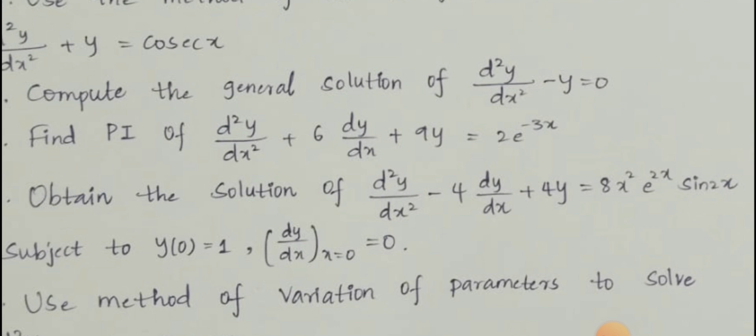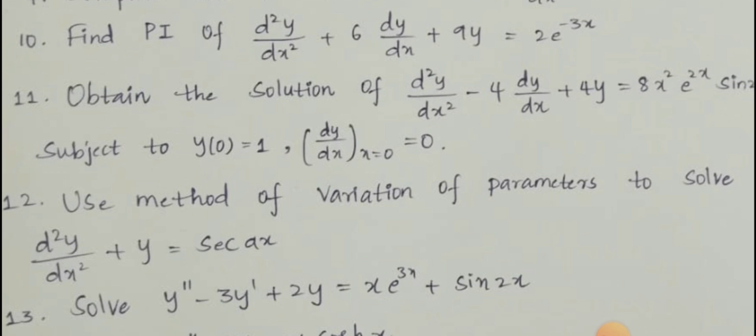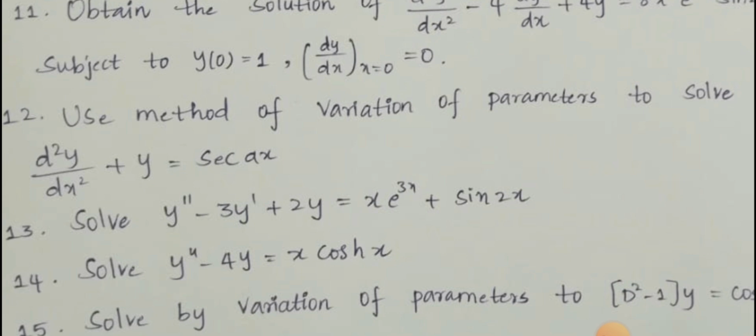So from the right side only you are taking e power 2x to the left, d is replaced by d plus a, and the remaining right side is x square sin 2x. It is looking like x to the power of k into v. Apply the procedure and find out the answer. Conditions are given only to find out the arbitrary constants. 12th one, use method of variation of parameters to solve. It's a direct problem and you can use it.